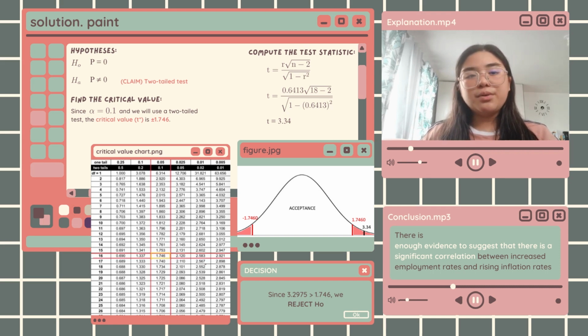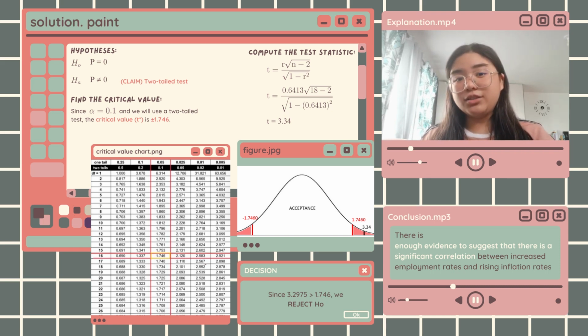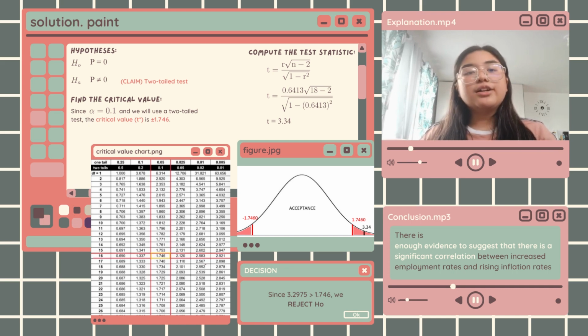For the third step, we must now find the critical value. We will be using the t-table since the sample size is less than 30. The degrees of freedom is n-2, or 18-2. We subtract 2 from the sample size because there are two variables involved in the problem. The critical value that we have found is positive negative 1.746, given that we are going to be doing a two-tailed test.